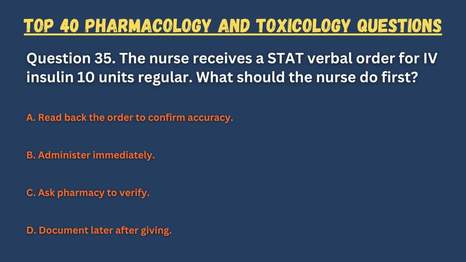Question 35. The nurse receives a stat verbal order for IV insulin 10 units regular. What should the nurse do first? A. Read back the order to confirm accuracy. B. Administer immediately. C. Ask pharmacy to verify. D. Document later after giving.